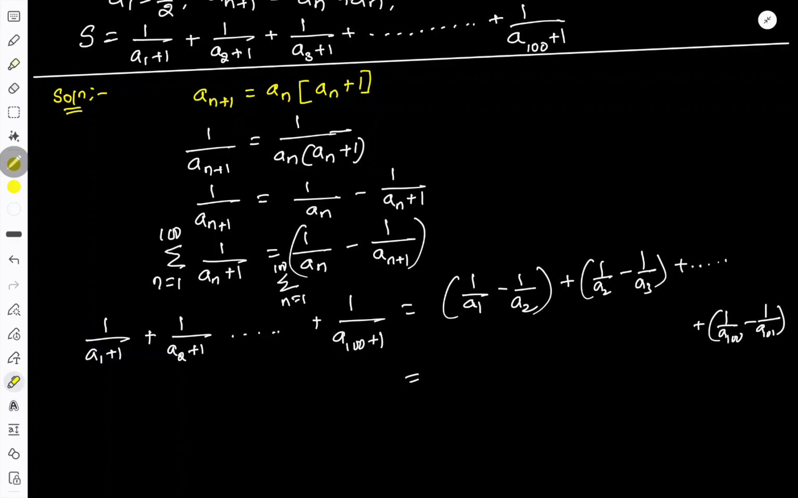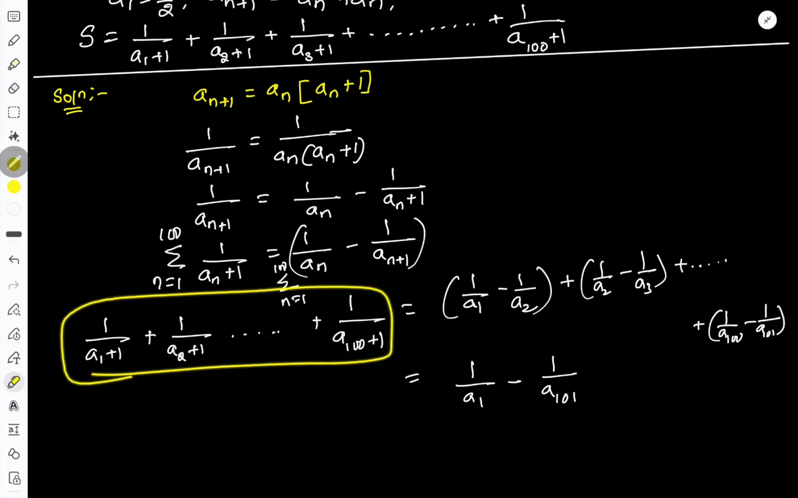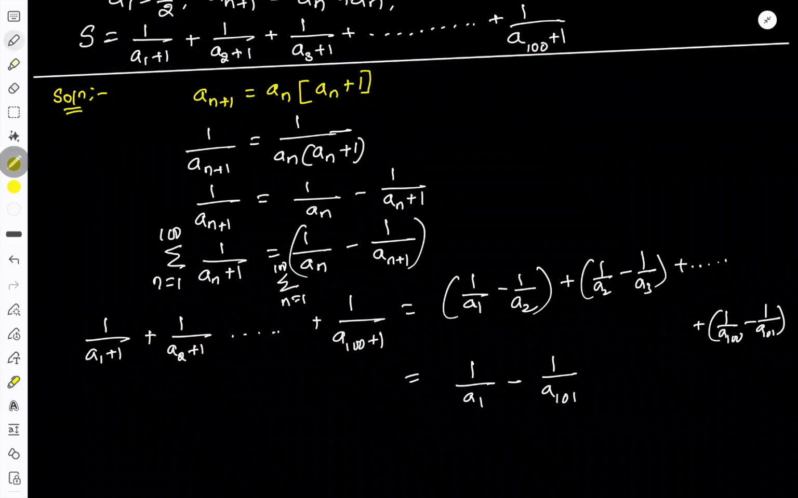So it follows the telescopic pattern. Alternate terms will get cancelled, and you will have only this term, 1 by a1 minus 1 by a101. And this left hand side total is what you need to find. You can check in the question. This is what you need to find, which is equal to S here. So S is equal to 1 by a1 minus 1 by a101.